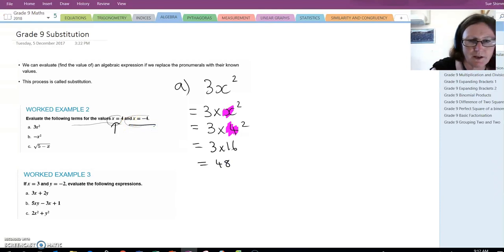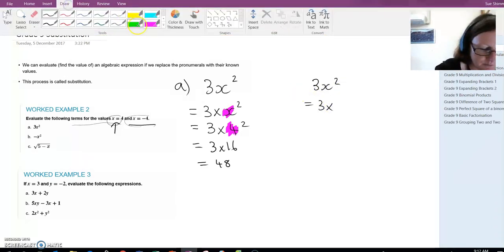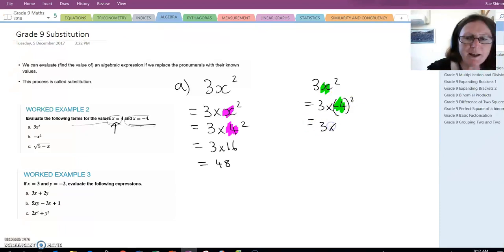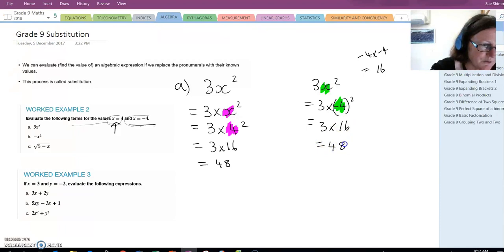It then wants us to do it with x as being negative 4. So we have 3x squared. Now, instead of my x here, I'm going to put negative 4. So I've substituted negative 4 instead of x. So I've got negative 4, and I've got to square that. 3 times negative 4 squared. That means negative 4 times negative 4. 4 4s are 16, and a negative times a negative is a positive. So negative 4 squared is 16, so the answer to this one is also 48.